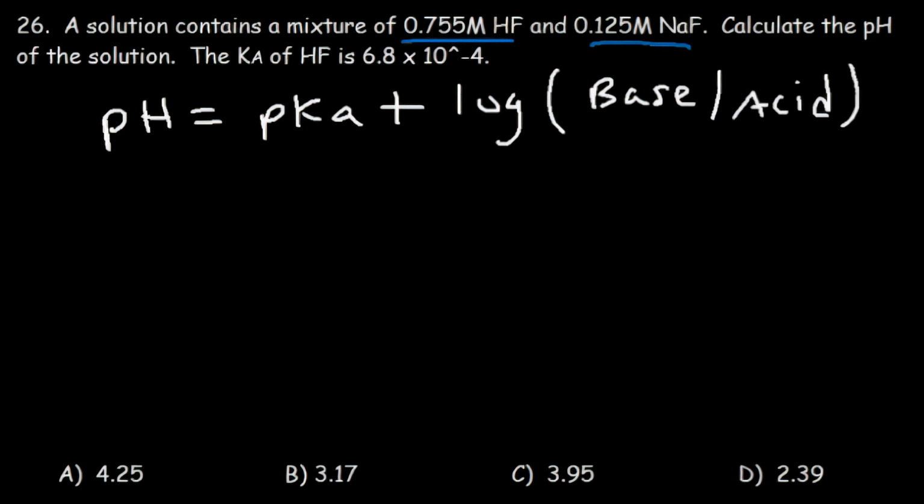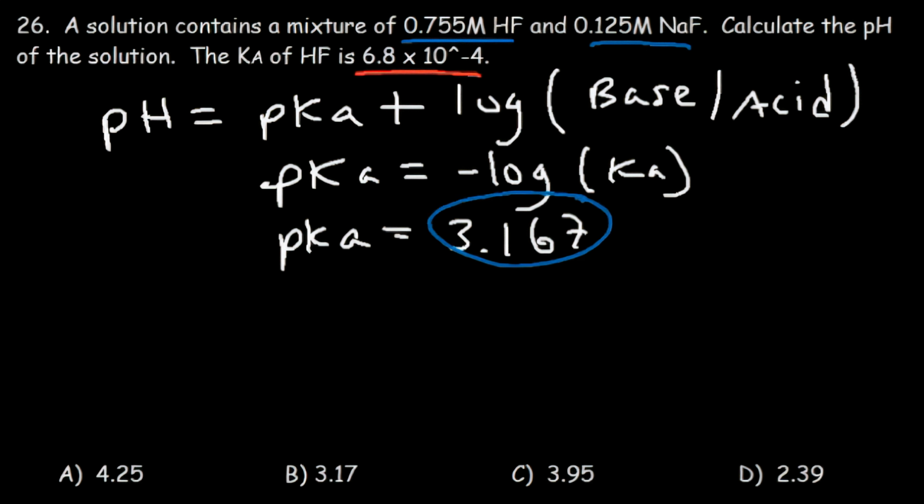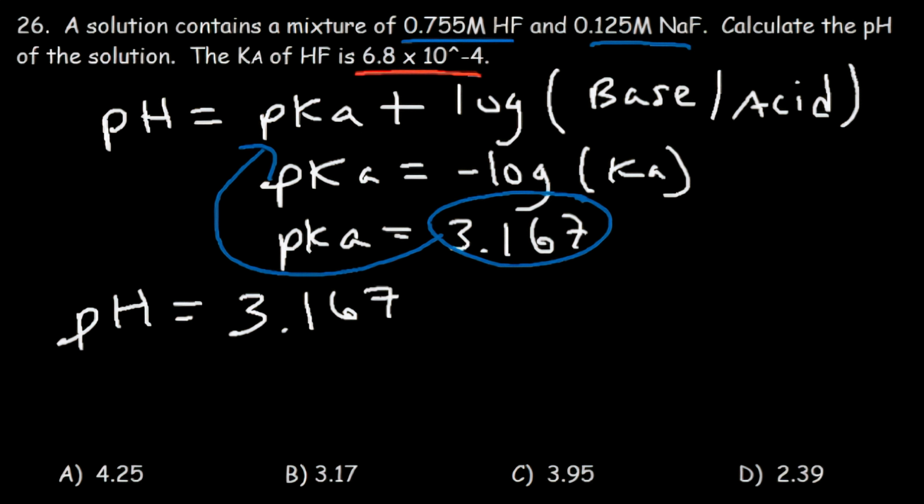So let's find the pKa first. pKa is equal to the negative log of the Ka value. And the Ka value is 6.8 times 10 to the minus 4. So if you type in negative log 6.8 times 10 to the minus 4, you should get a pKa value of 3.167. So now we can take that and plug it into the buffer equation. So it's going to be pH is equal to 3.167 plus log base over acid.